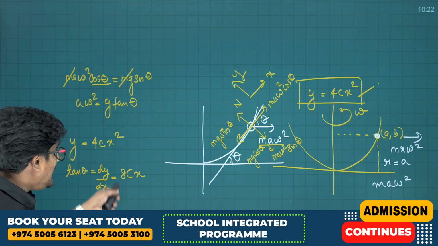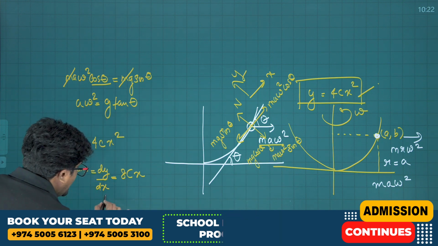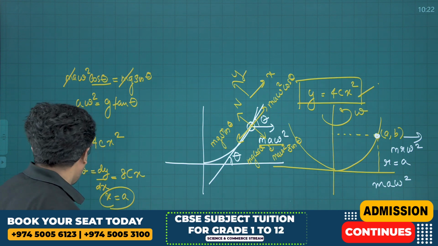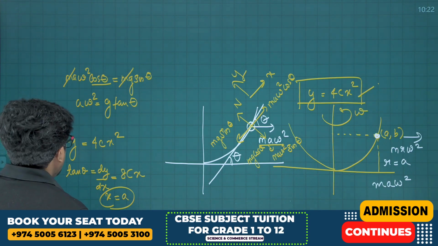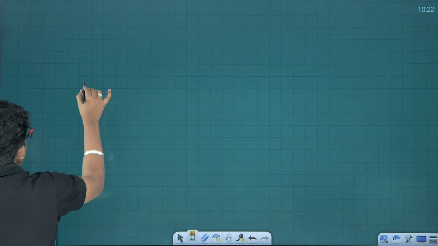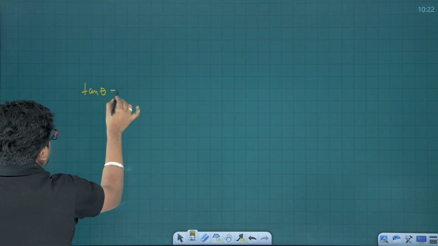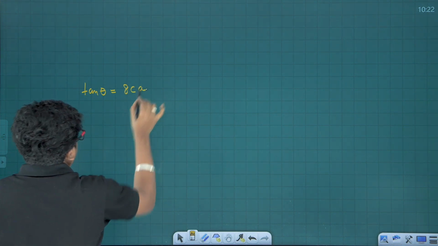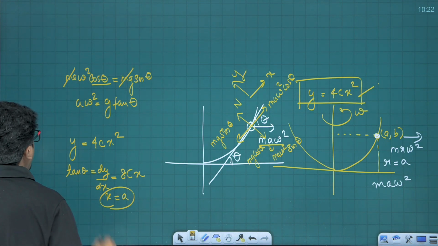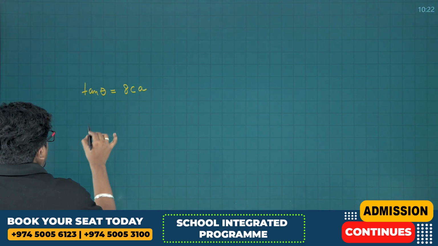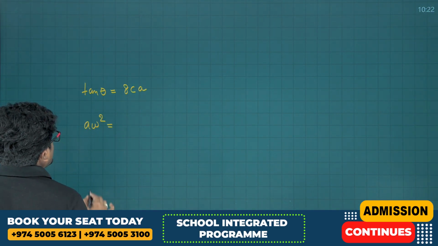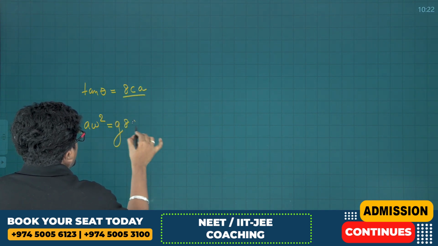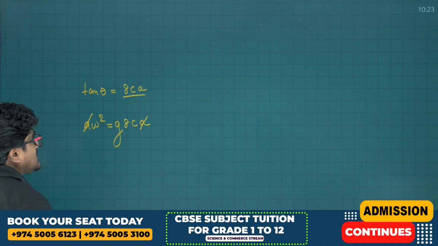So, dy by dx is 8cx, and here we are at x equal to a. I repeat, we are at x equal to a, which means tan of theta is equal to 8 times c into a. Now, let us go back to this. We have got a omega square equal to g tan theta. G into, instead of tan theta, I am going to write 8c into a. A and a will cancel each other.